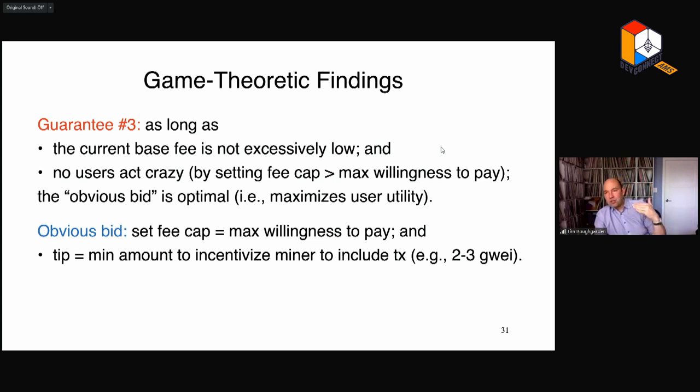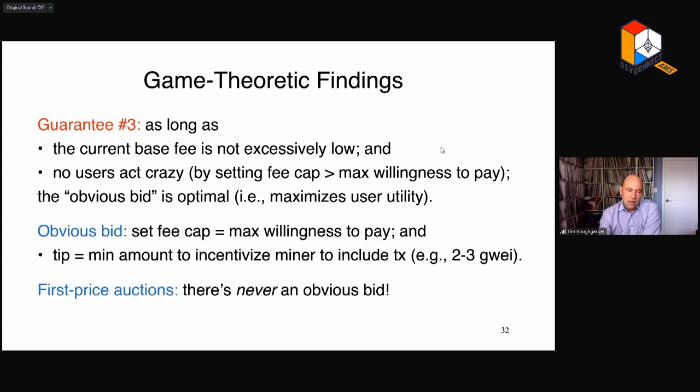And so the obvious bid is you set the fee cap to your maximum willingness to pay, which would be your bid in a second price auction, if you could run one, same idea. And then the tip should just be whatever minimal nominal amount is necessary to encourage miners to include a transaction as opposed to leaving the block empty. And again, 2 to 3 Gwei seems like a reasonable amount for that tip.